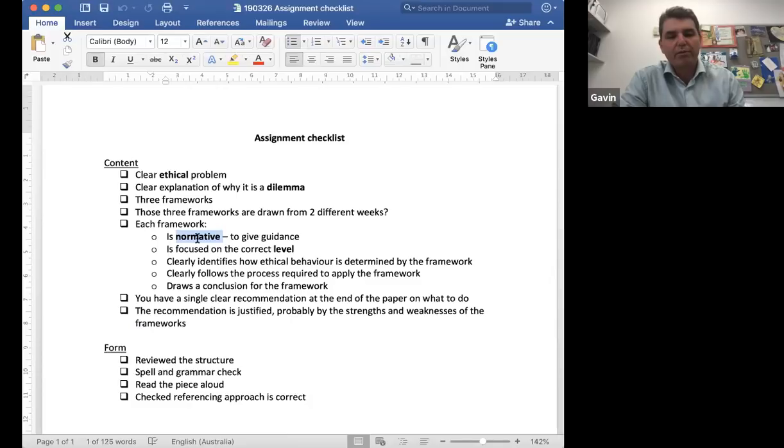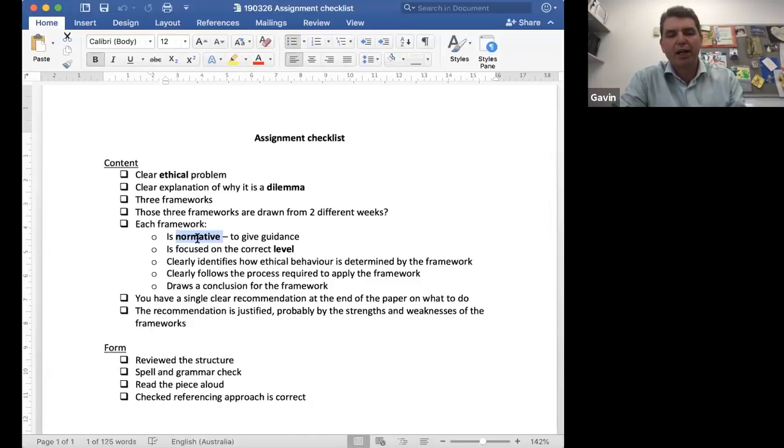The third dot point we've got there is clearly identify the ethical behaviour determined by the framework. So after you've finished applying the framework, make sure you say, does the framework say it's ethical or not? What's the ethical thing to do under the framework? You've got to draw that conclusion from the framework. Otherwise, you haven't done a good analysis. Make sure you go back and understand the steps you've got to follow to apply a framework. So that should be in the slides. Make sure you follow all those steps and draw that conclusion, whether it's ethical or not. Okay.